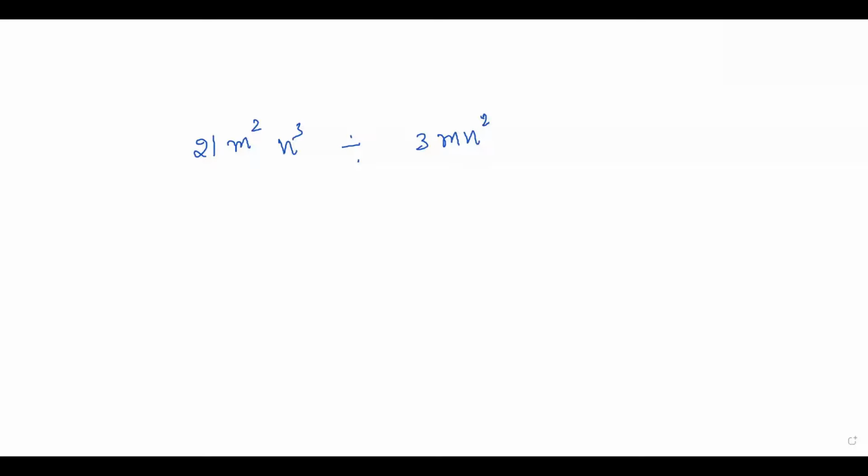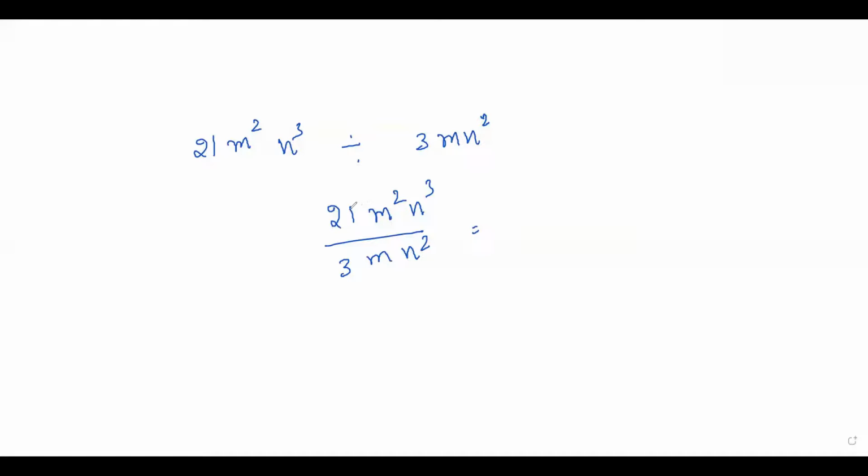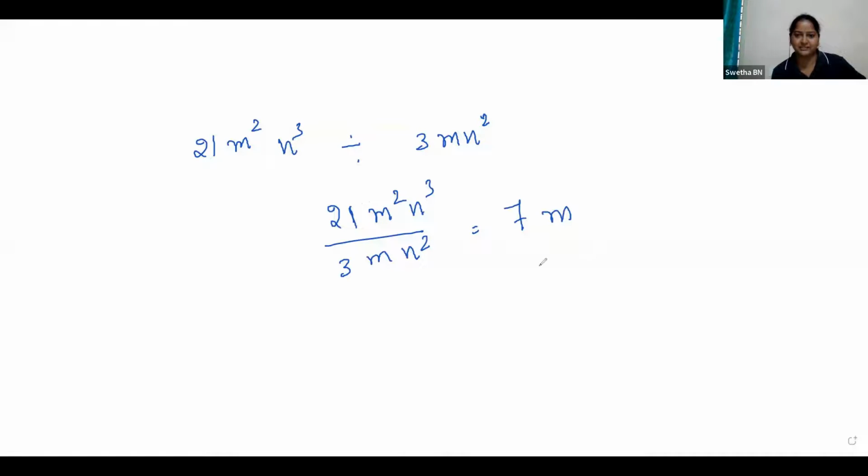Ma'am, 63 m cube n to the power of 5. You are dividing, right? How will you get 63? Oh, sorry, ma'am. 7. Okay, 7, so m cube and n to the power of 5. Okay, fine. But it is wrong, Panchami.